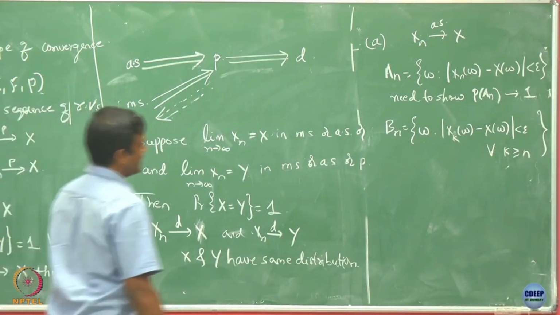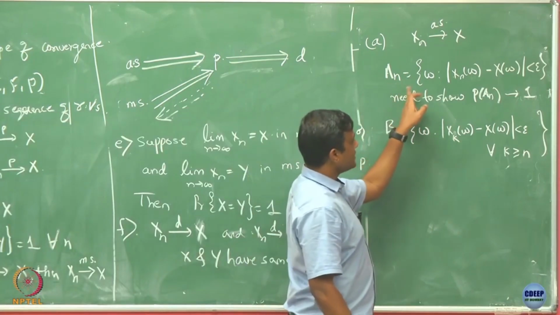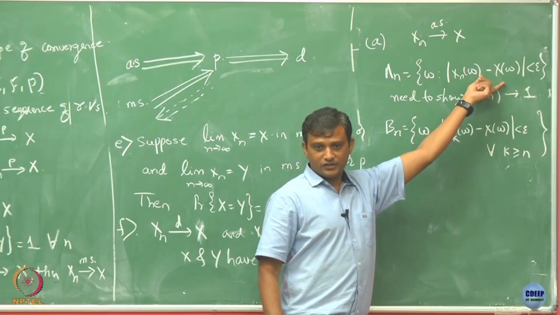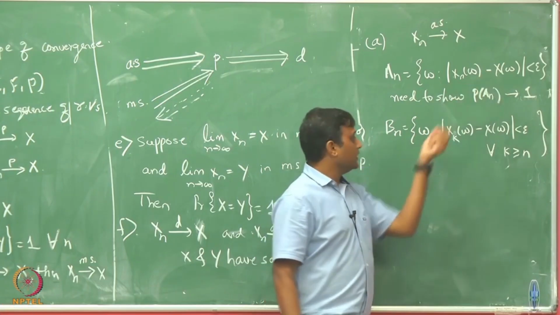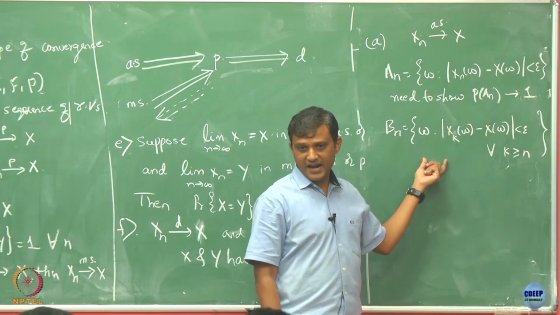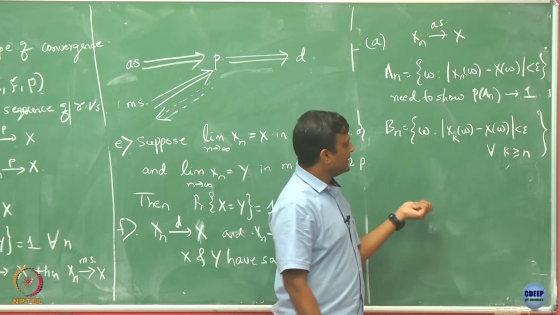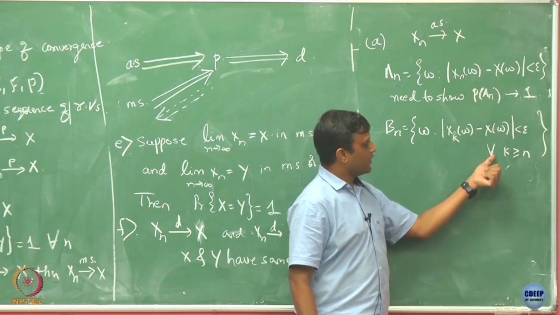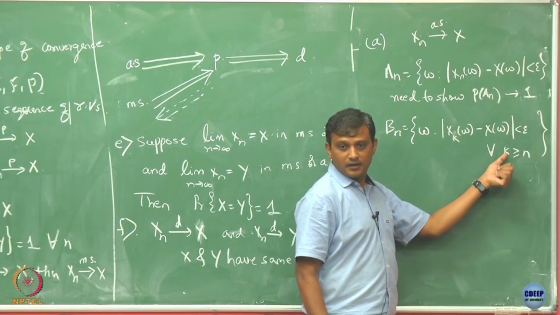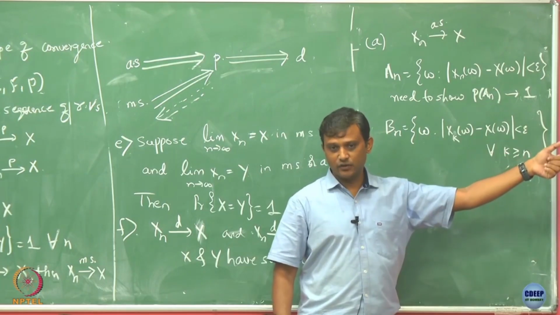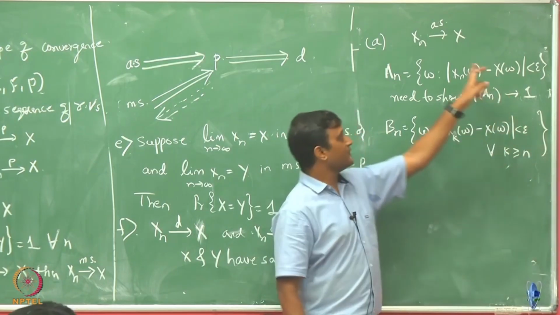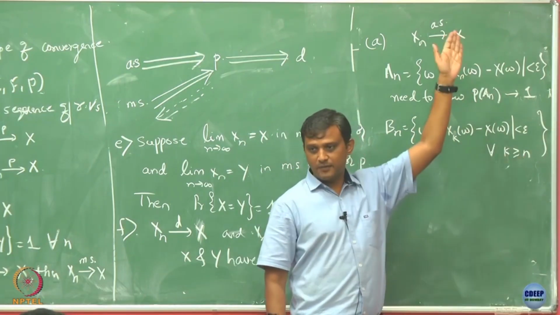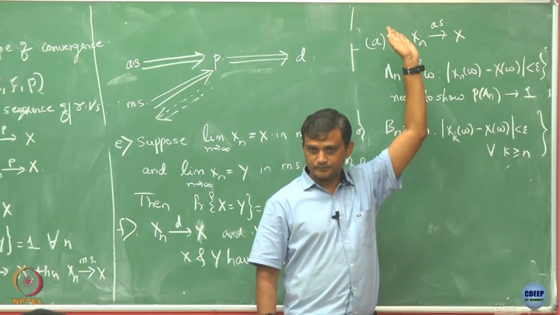See, what I have done is I had an interesting set An which, for a given n, included all these omegas which satisfy this condition. Now I have slightly refined it and defined a new set where I want this condition to hold not only for n but for all k greater than or equal to n. So this was a particular n, now I want it to hold not only for n, also for n plus 2 and all the way up to infinity.